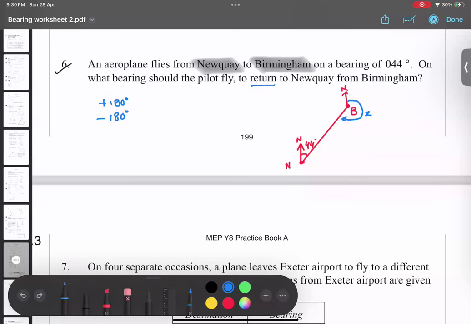So the X value is, because it is more than 180. Sir, how do you know? This straight line is 180. So this particular part is 180, and it is more than 180. So the answer is 180 plus 44, the answer would be 224. Clear? So the return to Newquay from Birmingham is 224 degrees. I hope it is clear.